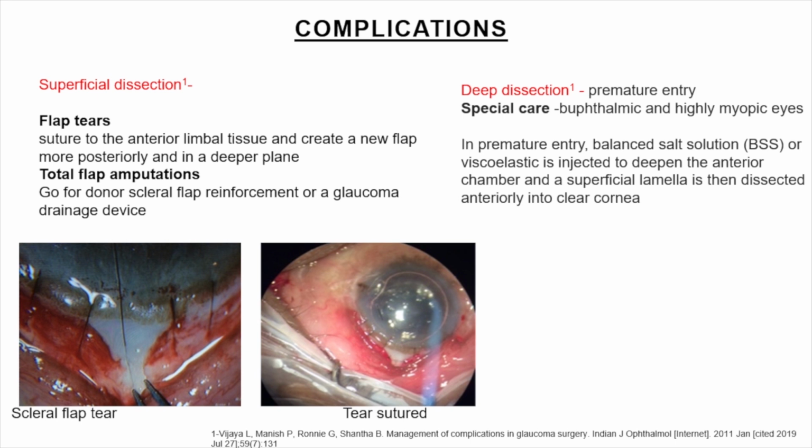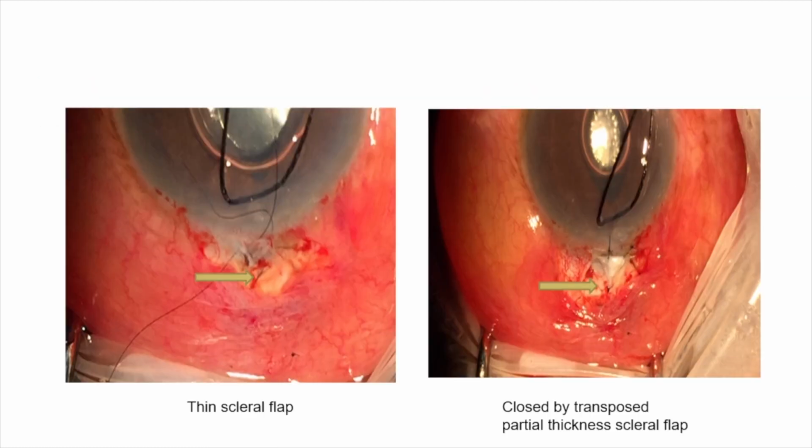Deeper dissections are prone to posterior premature entry. Special care should be taken in fashioning the flap in ophthalmic and high myopic eyes. Visualization of a dark uveal tissue through the scleral bed indicates a very thin underlying sclera. In these cases, a balanced salt solution or a viscoelastic is injected to deepen the anterior chamber, and a superficial lamina is then dissected anteriorly into the clear cornea. As in this figure, on the left we can see the scleral flap tear, which is then sutured. And on the left side of this figure, we can see a thin scleral flap, which was closed by a transposed partial thickness scleral flap.